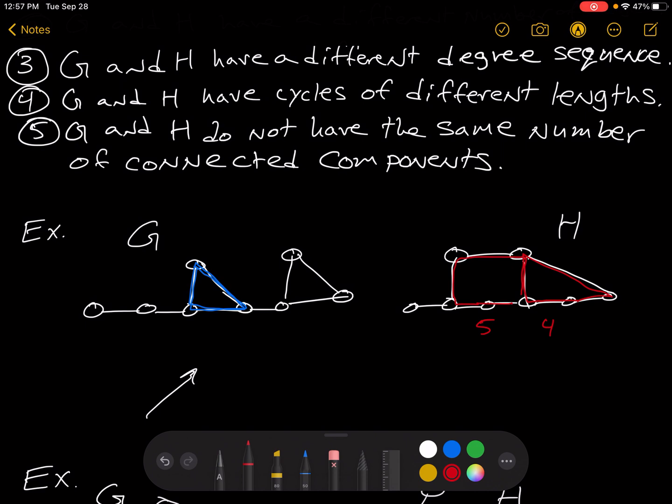If they were isomorphic, then G would have to have a cycle of length 5 and a cycle of length 4, and H would have to have 2 cycles of length 3. Because you can see there's 2 cycles of length 3 in G. But because H has no cycles of length 3, immediately we know, because G has 2 cycles of length 3 and H has no cycles of length 3, that they're not isomorphic.